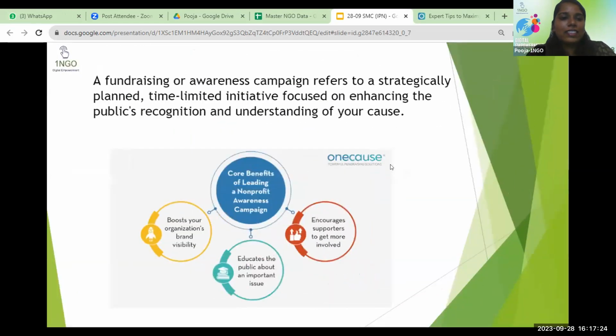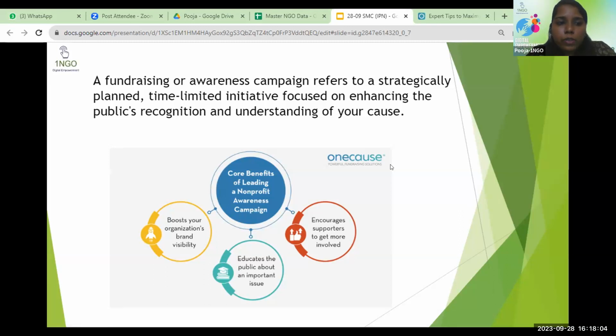So jumping into the next slide, as you all can see, a fundraising or awareness campaign refers to a strategically planned, time-limited initiative focused on enhancing the public recognition and understanding of your cause. For non-profits, planning a campaign is a means to spread their mission and the matters they work for. How is the organization working hard to tackle the issues? Why do they need support? These are the things that NGOs should talk about.